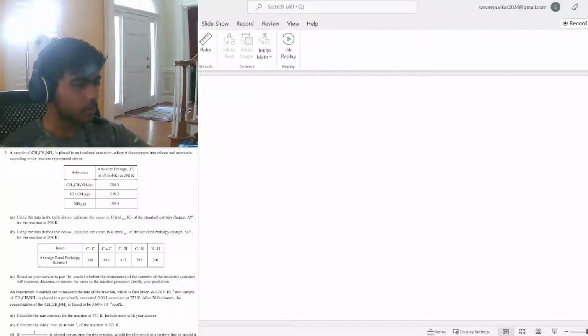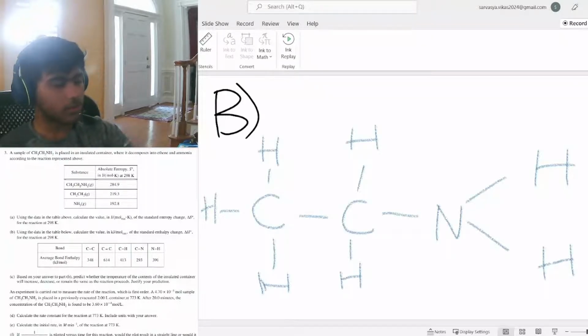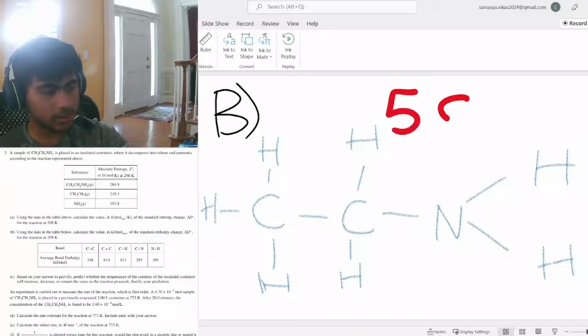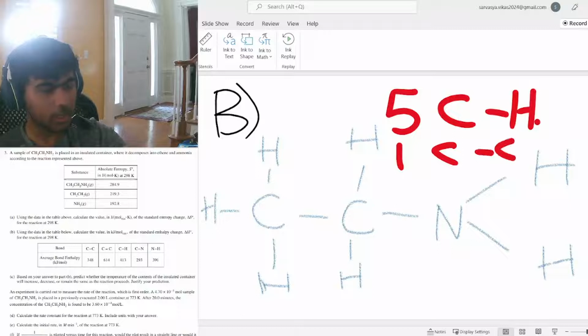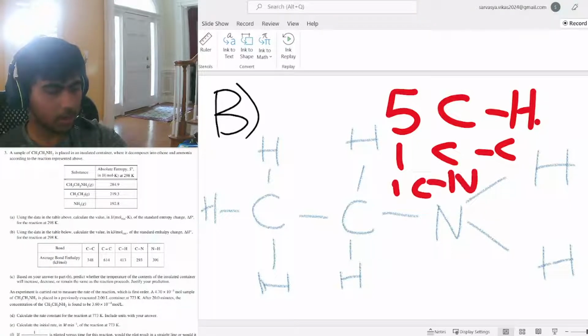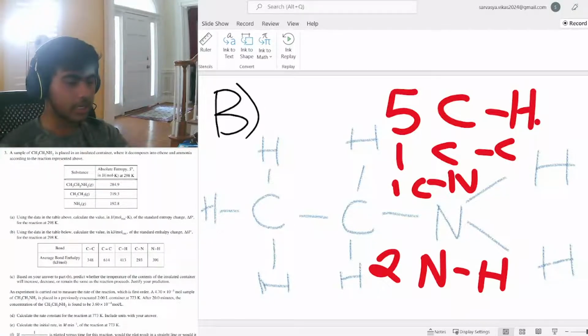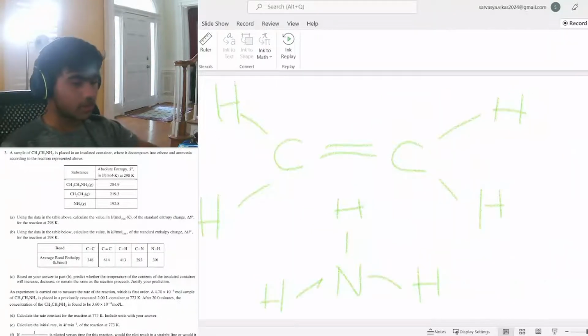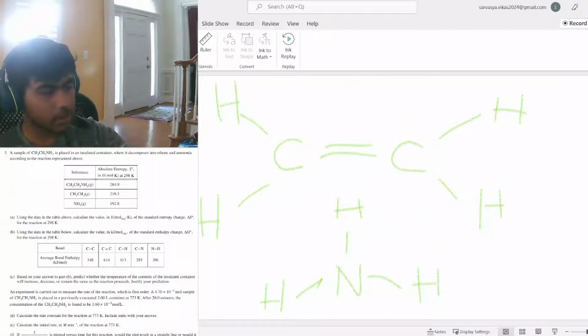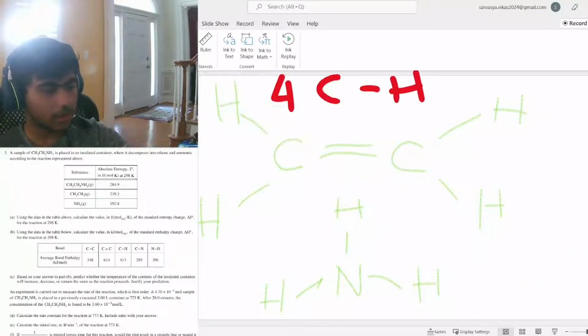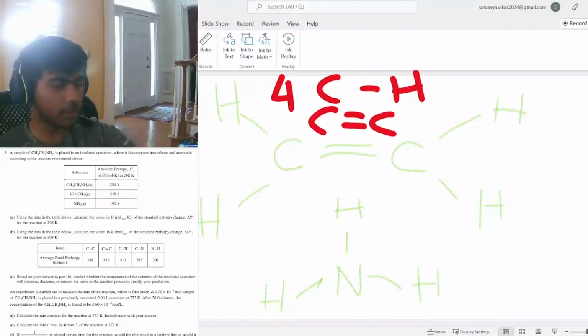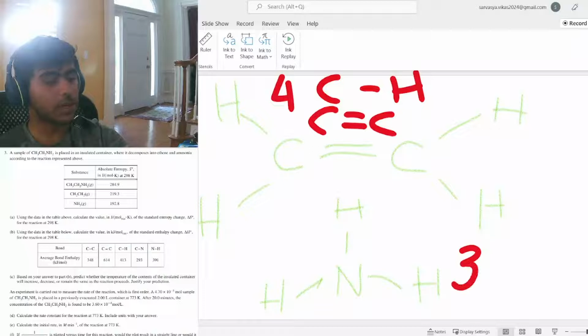Let's see what we have. Right here in this one, we have 1, 2, 3, 4, 5 CH bonds. We have one CC bond, one CN bond, and two NH bonds. That's what we have in this Lewis structure. Now let's go to this one. We have 4 CH bonds, a double bond between the carbons, and then 3 NH bonds.